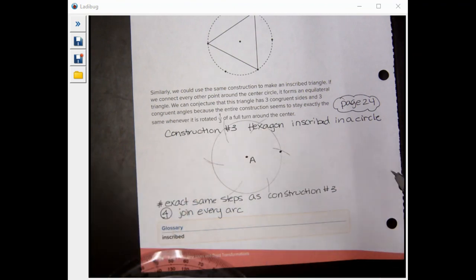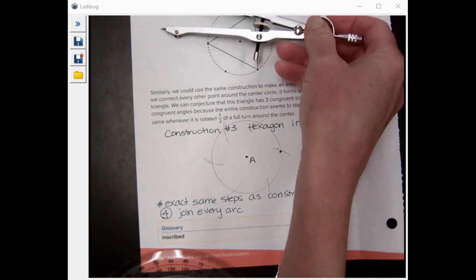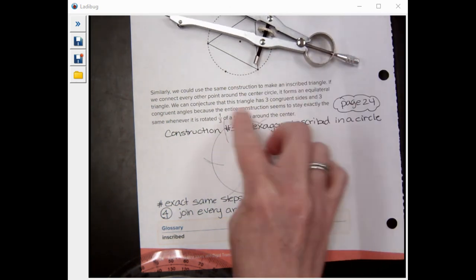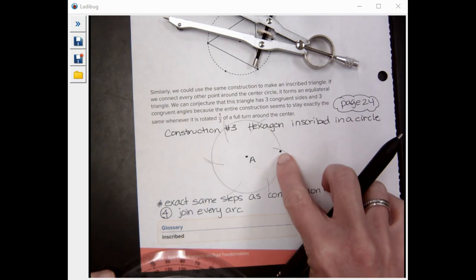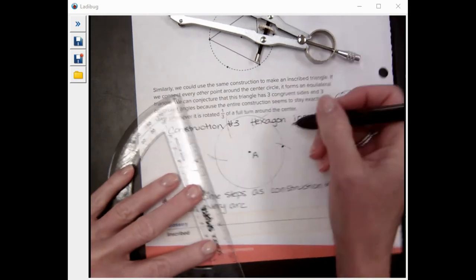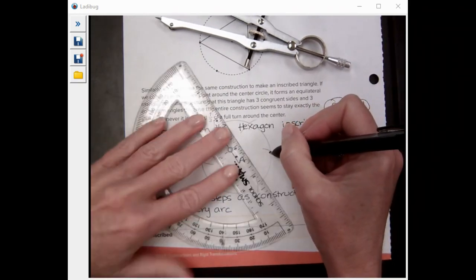If this was on a quiz or a test, and you had to inscribe a hexagon inside of a circle, it's these arcs I'm grading. I'm grading to see that you did the steps. So it would be full credit, even though I'm slightly above where I meant to be. So now I'm going to start connecting every arc.